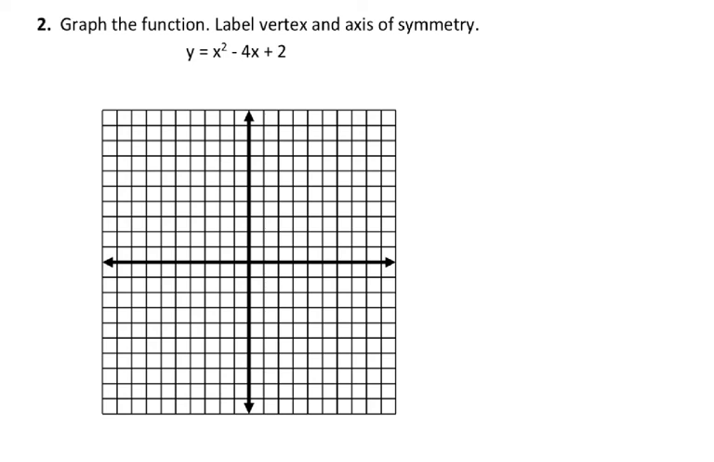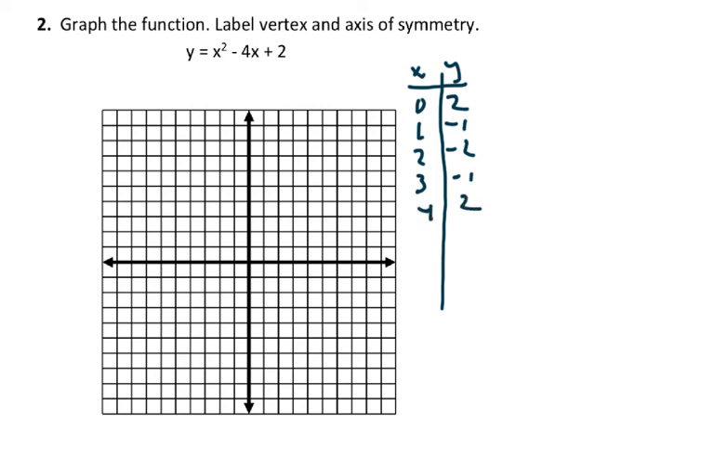Your second example, again, let me put a quick sketch of the table on there. Points I want to use are 0, 2; 1, -1; 2, -2; 3, -1; and 4, 2. If I plot those, I got 0, 2. I got 1, -1. I got 2, -2. I got 3, -1. And I got 4, 2. So my graph for this one is going to look something like this.